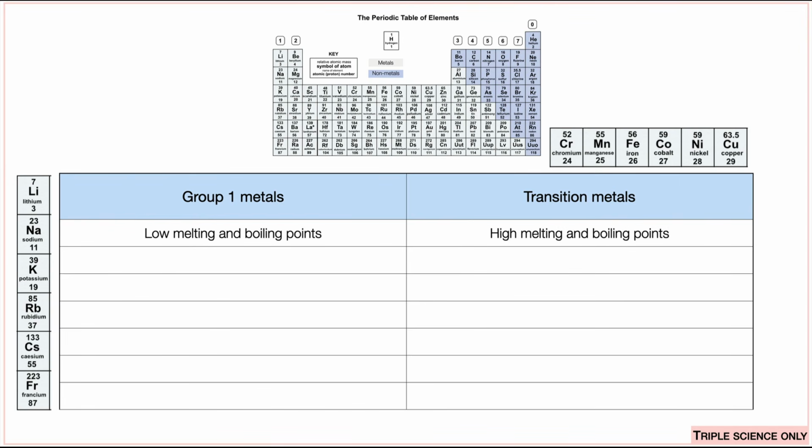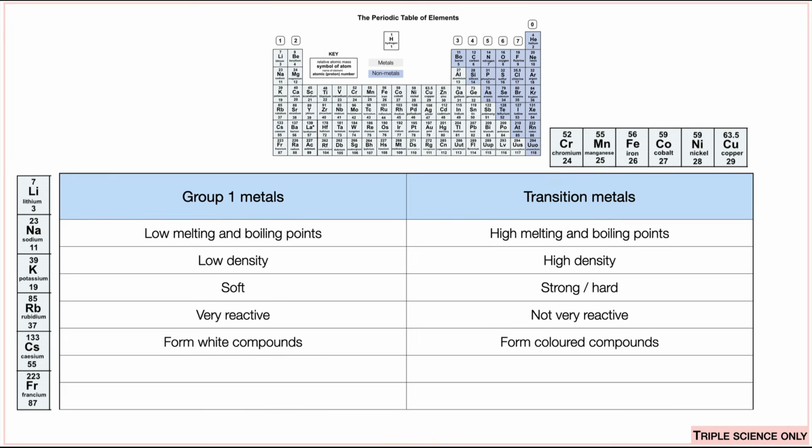Remember, if you are asked to compare, you must do a comparison and not just say that group 1 metals have low melting and boiling points. We also have low density with the group 1 metals, whereas the transition metals have high density. Group 1 metals tend to be soft, transition metals are strong or hard. Group 1 metals are very reactive, transition metals are not very reactive at all, or you could say they are not reactive. Group 1 metals form white compounds when they react. Transition metals form coloured compounds when they react.